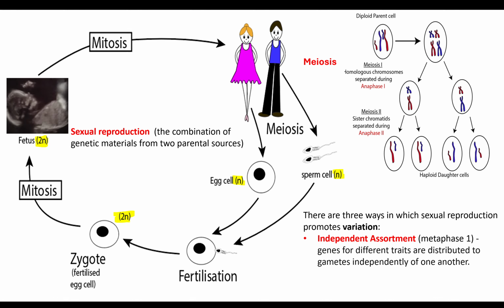The way in which they line up during metaphase 1, which side they coordinate themselves, is going to have an effect. The next thing that's going to have an effect is the way in which they cross over. That's to do with prophase 1. When they come together as bivalents during prophase 1, that is going to result in potential variation. And then the last one is about which egg and which sperm are actually going to be fertilized.